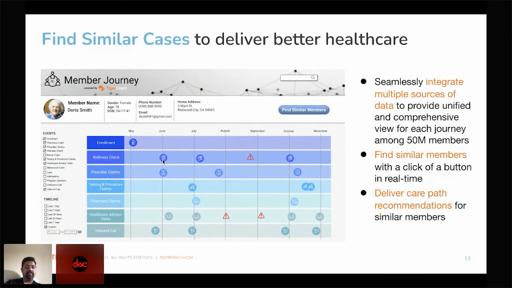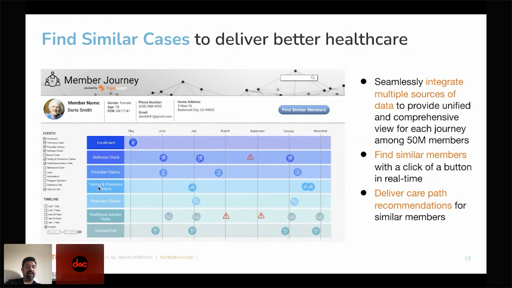Wellness check, which means when did she have a last wellness check? She looks like she had one in early June timeframe. She had one in early July timeframe, and then she missed one in late August. Prescriber claims, right? What are the doctor claims when she visits a doctor? And those are also laid out in a timeline here.